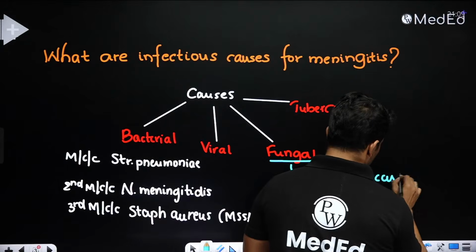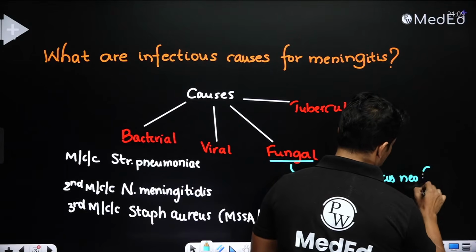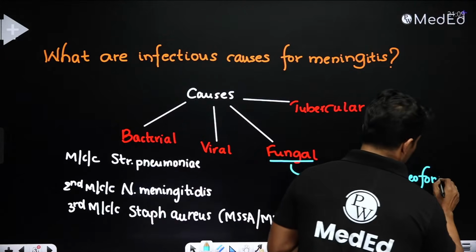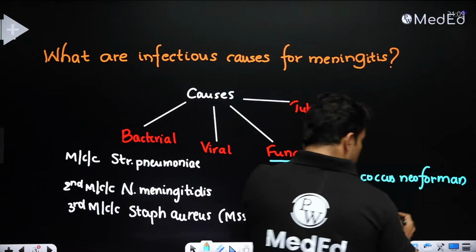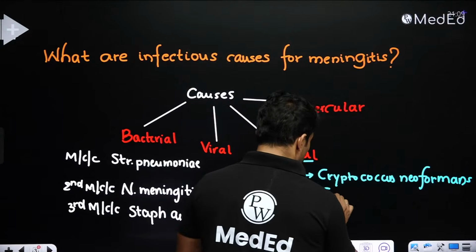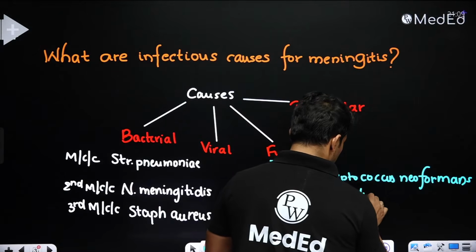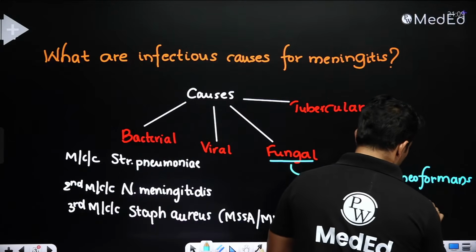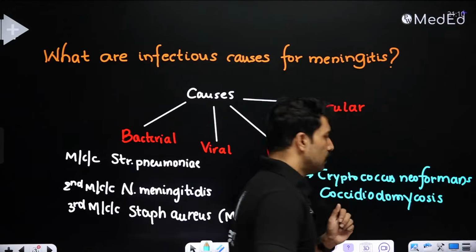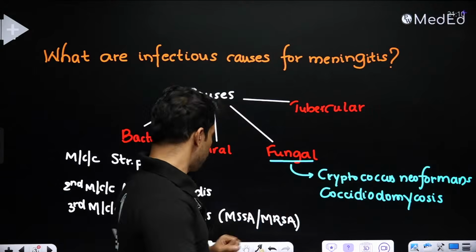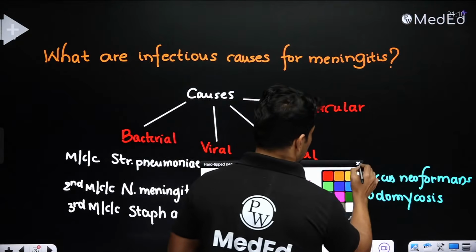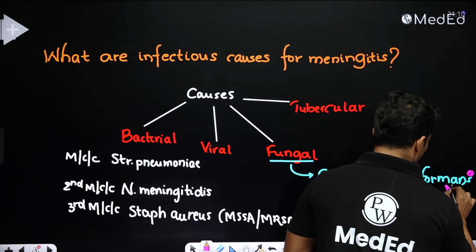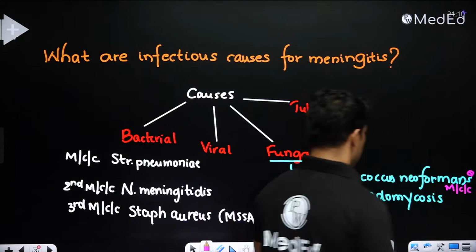Cryptococcus neoformans. Then coccidioidomycosis, and other rare fungal infections. Particularly for the exam, Cryptococcus neoformans is an important question, and this is the most common cause of fungal meningitis.